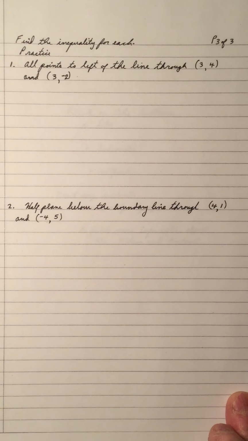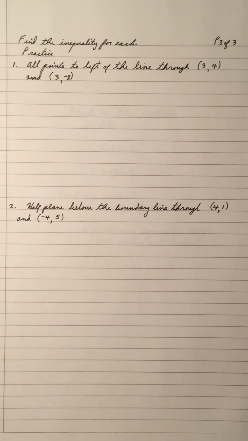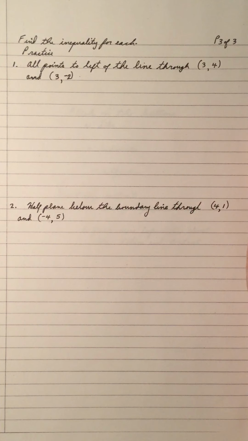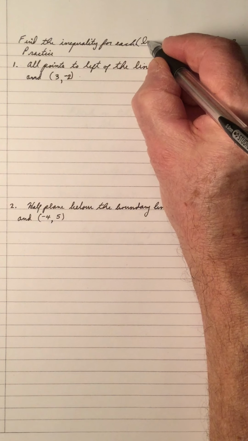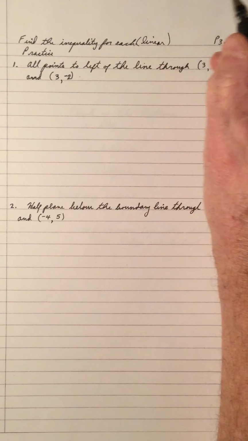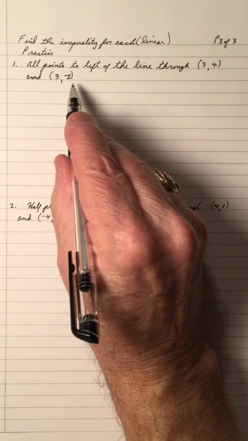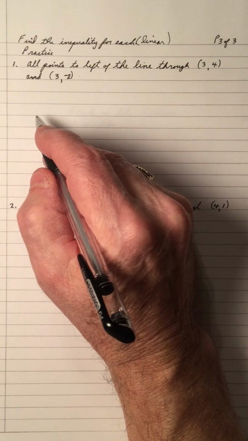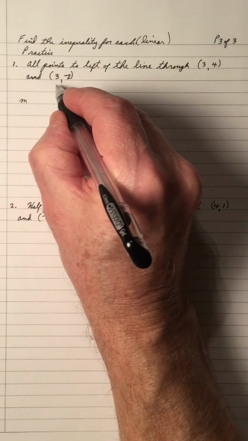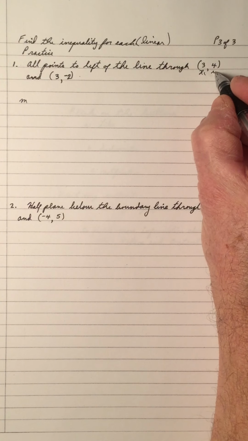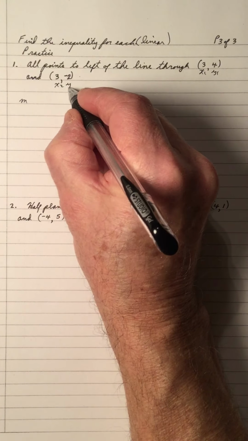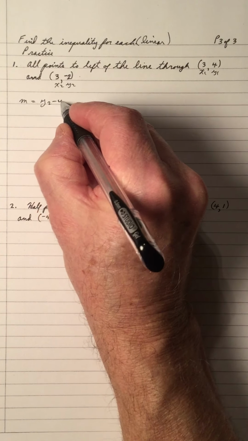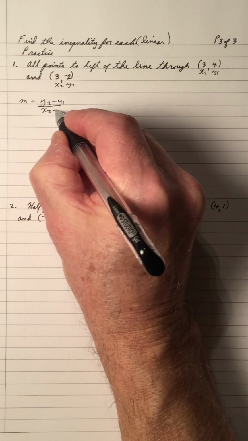Okay, now if you want, you can pause your video, seeing how this is working, and work out these two inequalities. And remember, they're linear. Stress the word linear. They're pertaining to a line. All points to the left of the line through (3, 4) and (3, negative 2). So let's find the slope. We have x1, y1, x2, y2. So slope is y2 minus y1 over x2 minus x1.